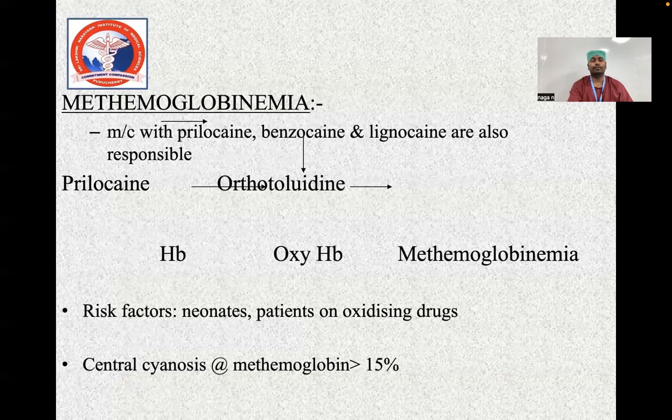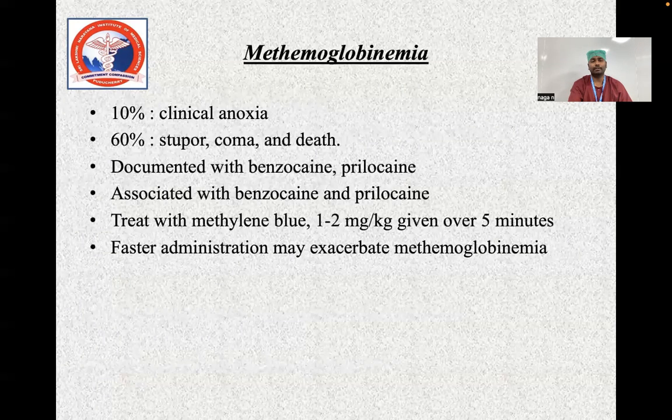Methemoglobinemia, most commonly with prilocaine, benzocaine, lignocaine, and others also responsible. Risk factors are neonates, patients on oxidizing drugs. Central cyanosis can happen at methemoglobin more than 15%. At 10% clinical anoxia, at 60% it will show stupor, coma, and death. Documented with benzocaine, prilocaine. Treated with methylene blue, 1 to 2 mg per kg over 5 minutes. Faster administration may exacerbate methemoglobinemia.